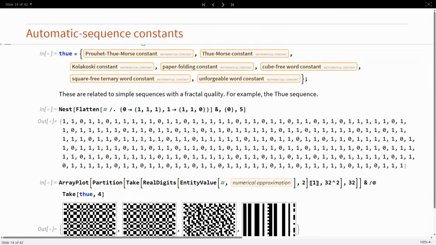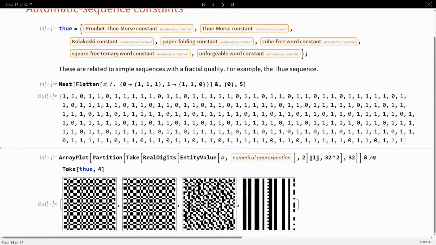There's automatic sequence constants. For example, the Thue constant is given by this series of nestings. And as you continue increasing the number of terms, you get this weird self-repeating constant. And when you plot it out, you get this weird pattern if you group them in blocks of 32. So all of these automatic sequence constants have odd patterns to them when you make arrays out of them.